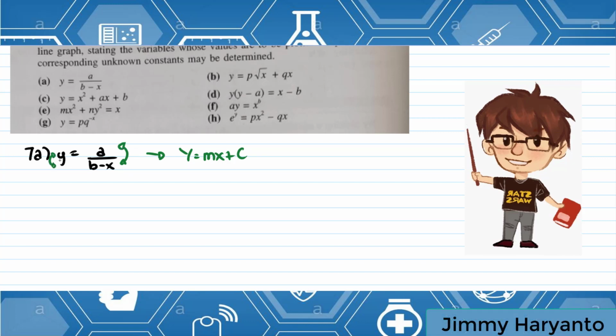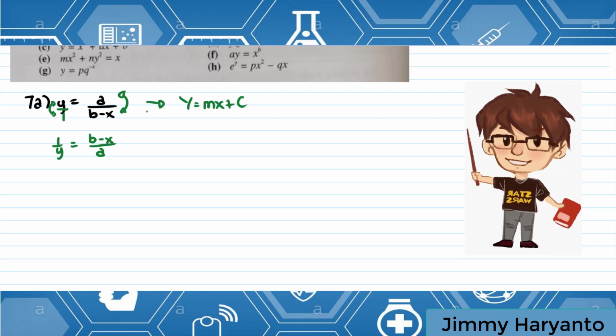Remember, y only means y over 1. So when we flip it, it will become 1 over y equals b minus x over a. And then I will separate the fraction. 1 over y equals, separate them, b over a minus x over a. And then rearrange to make it more similar to y = mx + c. I will write negative 1 over a times x plus b over a. Let's compare them. y equals mx plus c, already similar.